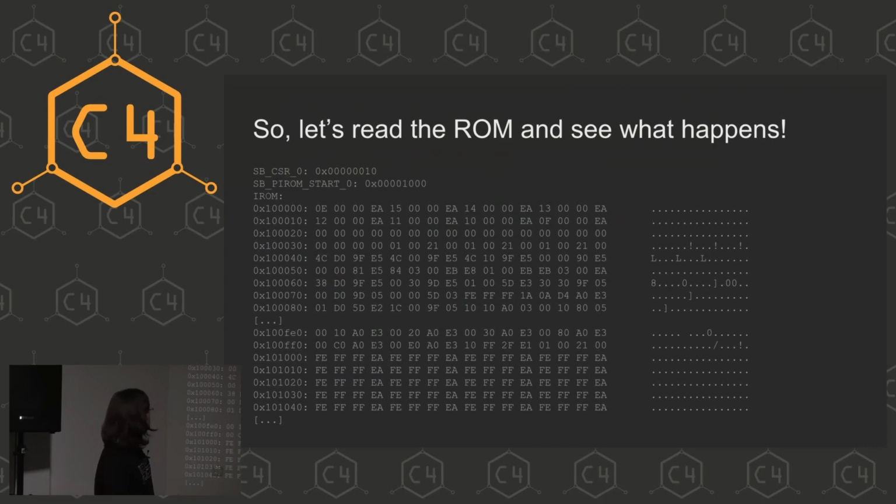This is the output that you get. I shortened this a bit. We can see that SBCSR0 is set to 0x10. The reset value was 0x1. So something wrote to that register. SBPIROM start 0 wasn't touched apparently because it's still 0x1000. So we should be able to read out the first 4 kilobytes of the ROM. And that's what we can see here. It starts at this address, it dumps some stuff. I shortened this here, and here's address 0x1000.